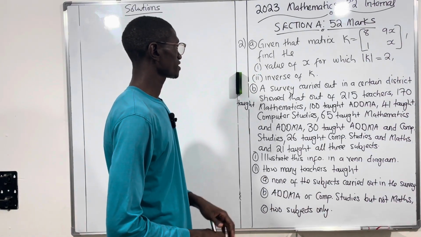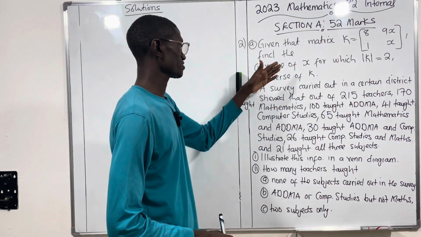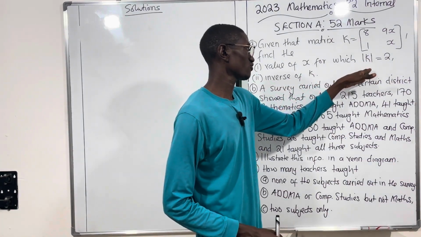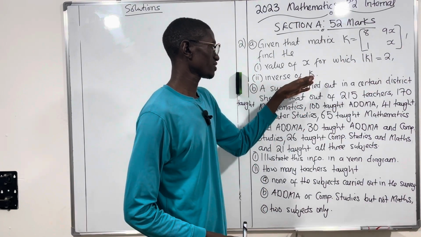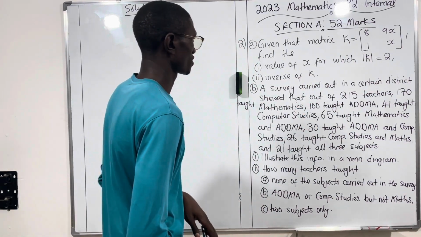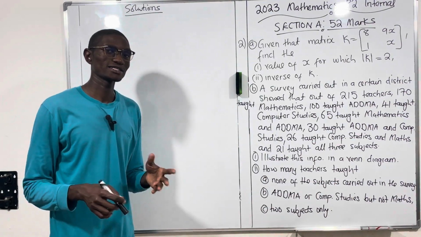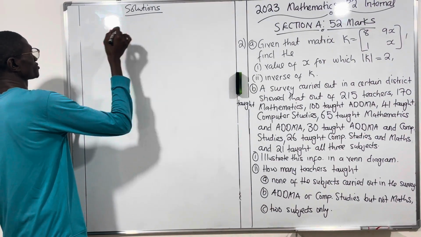So question 2a says, given that matrix K is equal to that matrix over there, find the Roman numeral 1 value of x for which the determinant of matrix K is 2. And then the second one says find the inverse of matrix K. So to answer that question, we need to know the formula for finding the determinant of any matrix. So in that case, we're dealing with matrix K.